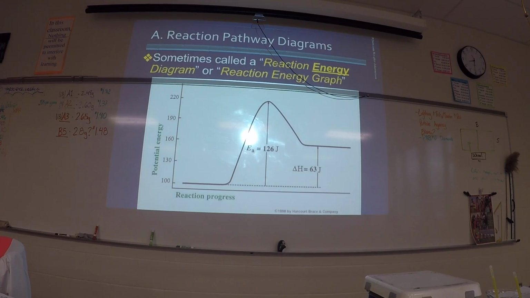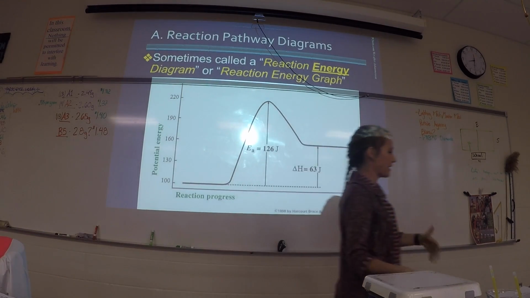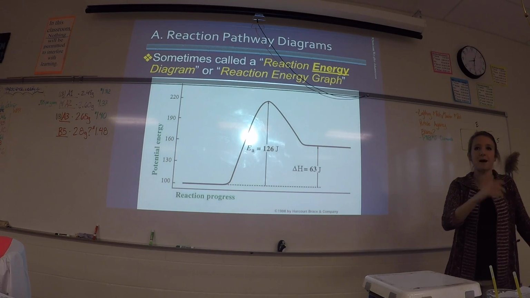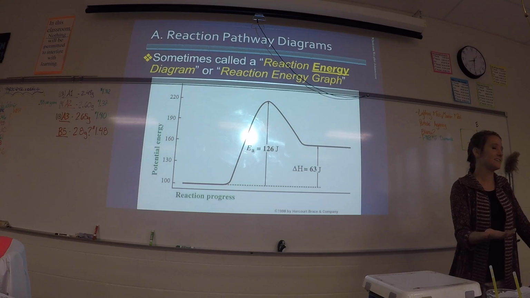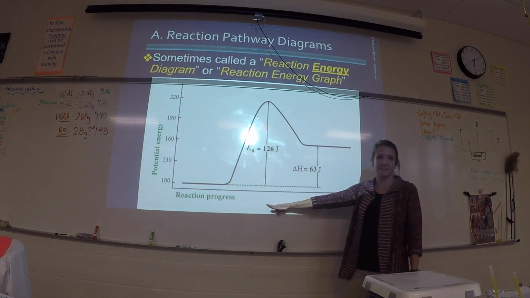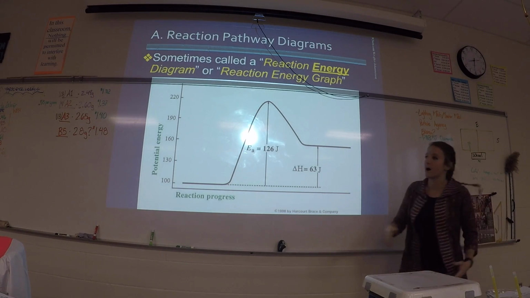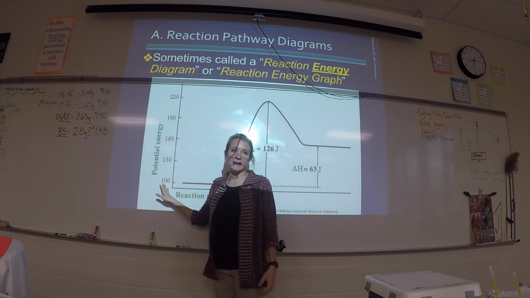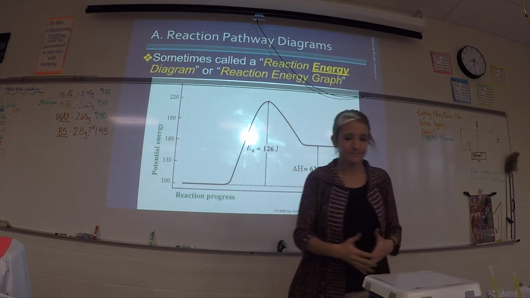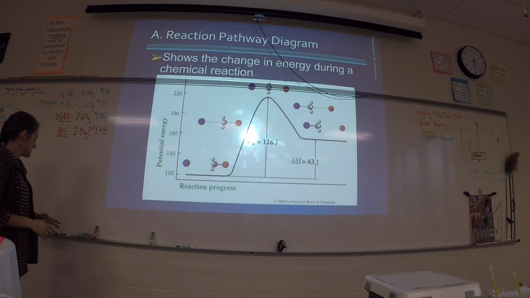So they can be called reaction pathway diagrams, reaction energy diagrams, or reaction energy graphs. Doesn't really matter which one. The biggest thing today is that we're learning how to read them and what they tell us. This graph represents, as a reaction proceeds, so the x-axis is as the reaction is going, the energy changes that are going on, and the y-axis represents the numerical value of the energy we've measured that's happening. Okay?